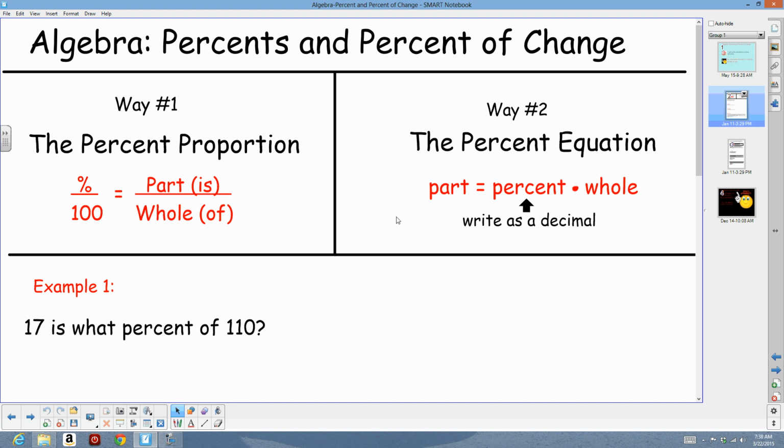The second way is to use the percent equation. The part is equal to the percent times the whole. The thing you have to remember with this method though is the percent needs to be written as a decimal.